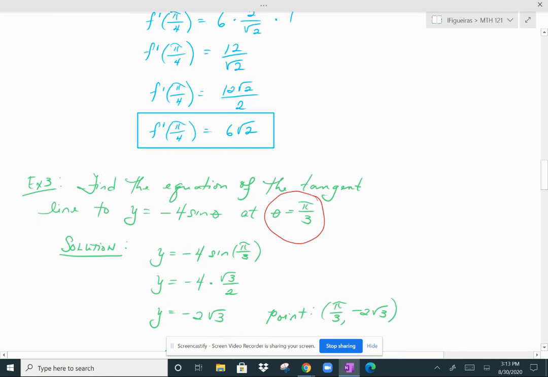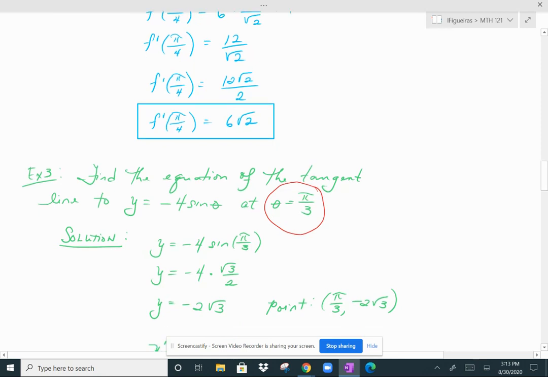I need to know what the y value is. So that's the first thing I computed. I plugged in pi over 3 into the original function. Sine of pi over 3, that is a 60-degree angle, that is root 3 over 2. And when you simplify it, you get that y is negative 2 root 3. So this is our point that we will be using soon.